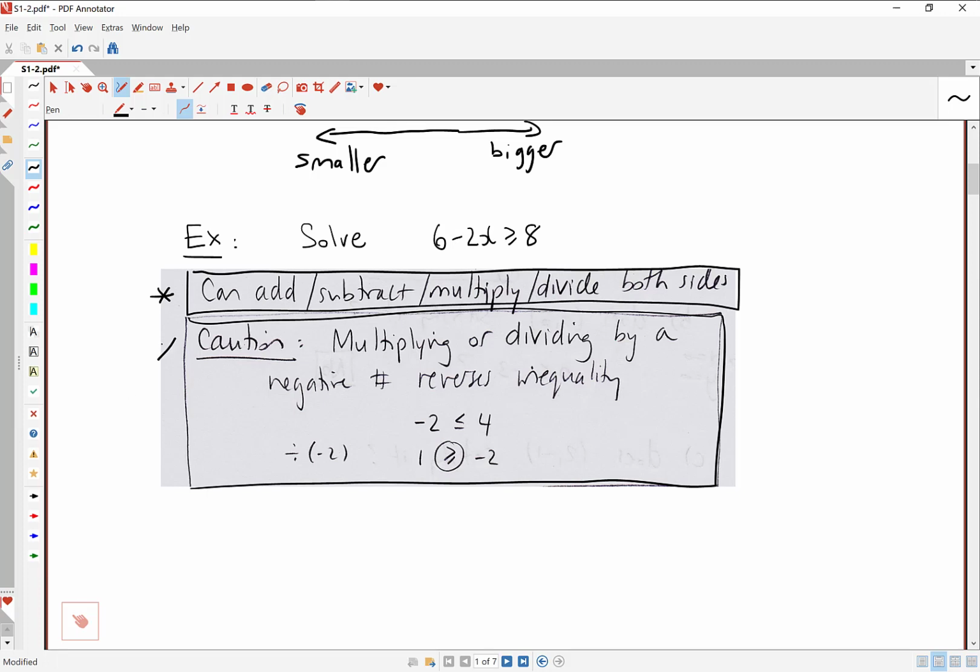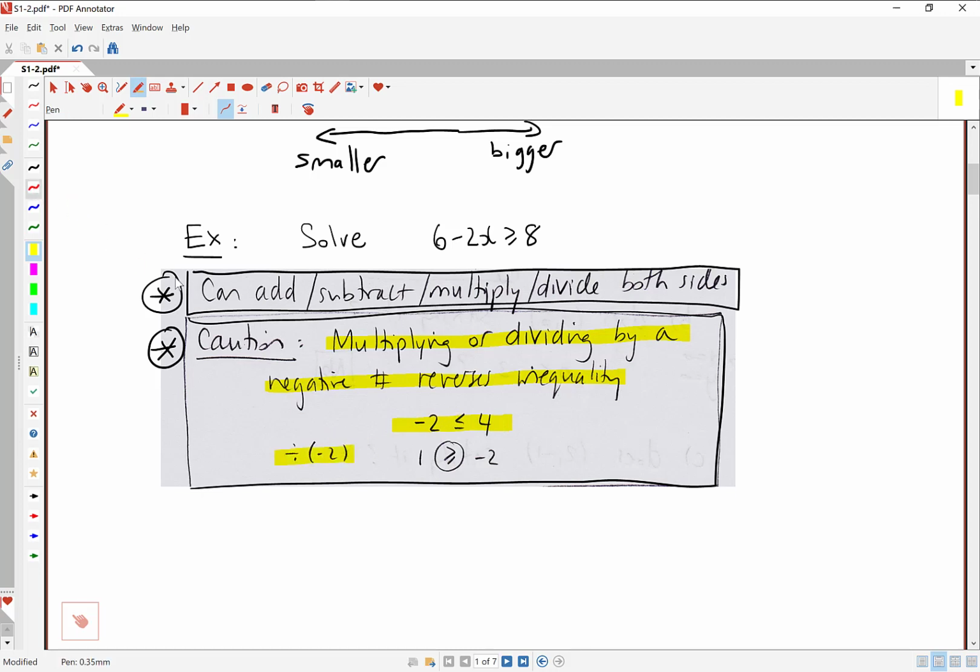But there is a little catch when it comes to working with inequalities, and that is that multiplying or dividing by a negative number reverses the inequality. So let's try to understand why that would be true. Suppose you start with the inequality -2 is less than or equal to 4. So that's true. If you divide both sides by -2, let's see what happens.